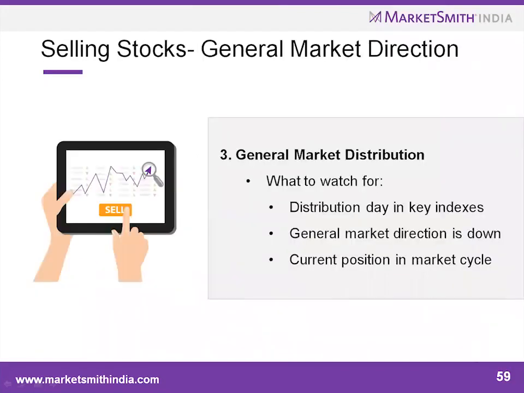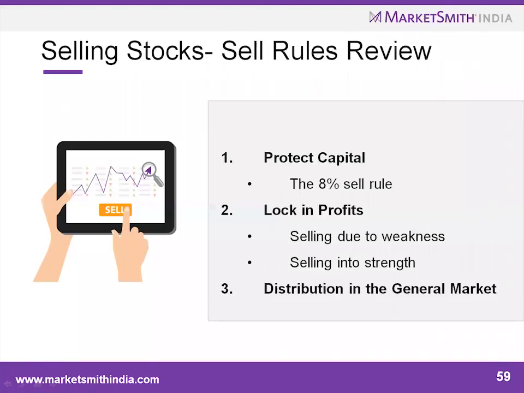Let's just complete this. After that, the third reason to sell is the general market distribution. Here, you need to see the distribution day. We explained the distribution day count in the last webinar. The general market direction is down. The current position is in the market cycle. So all these three things we need to see. If you see any weakness in these three, kindly sell the stock.